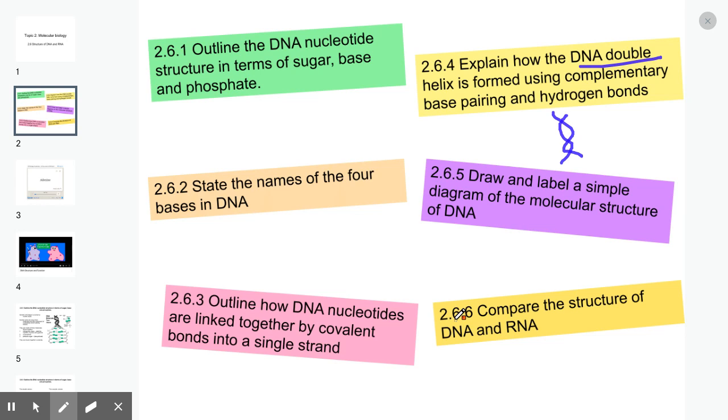And the last thing is we're going to compare the structure of DNA and RNA. So that is the plan.